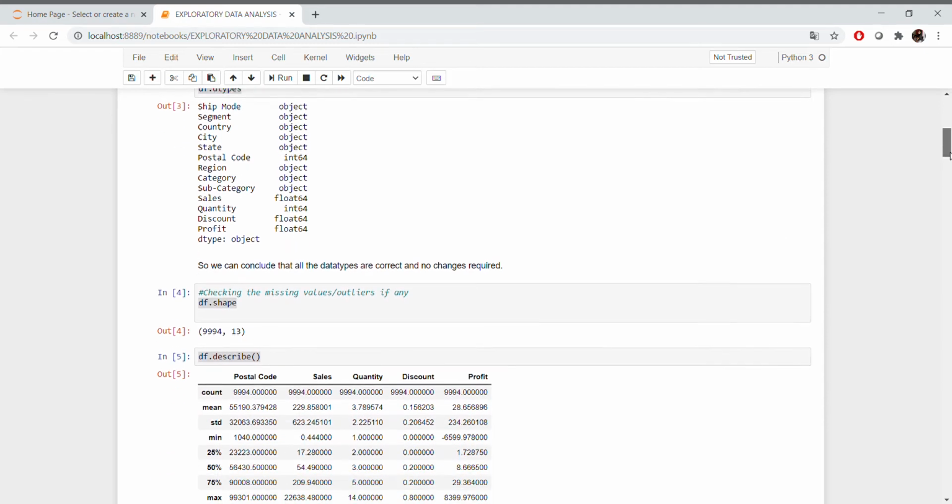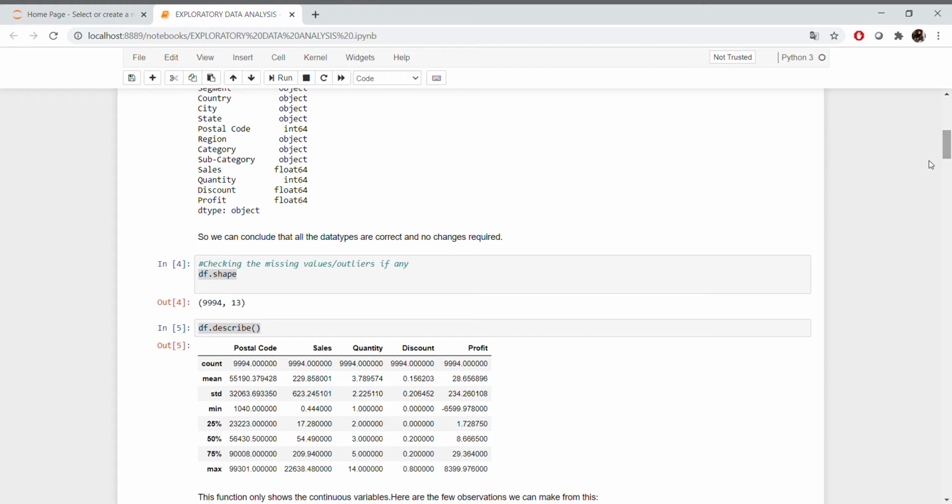Then we will check how many rows and columns are present in our dataset by df.shape. We get that there are 9994 rows and 13 columns.